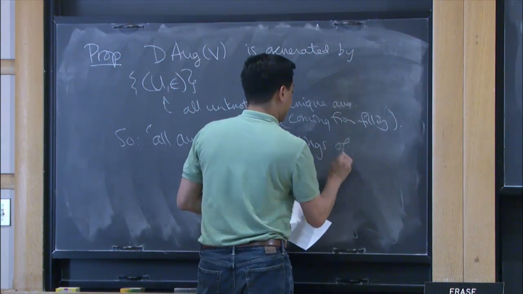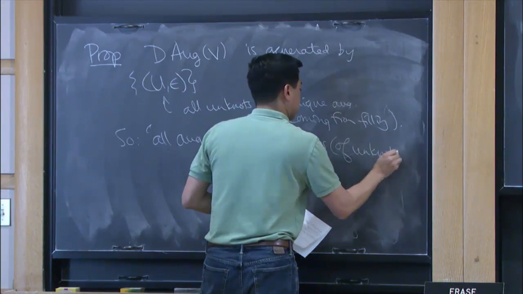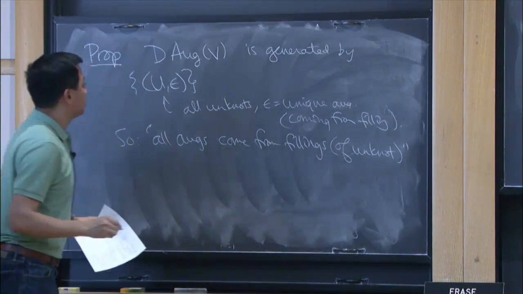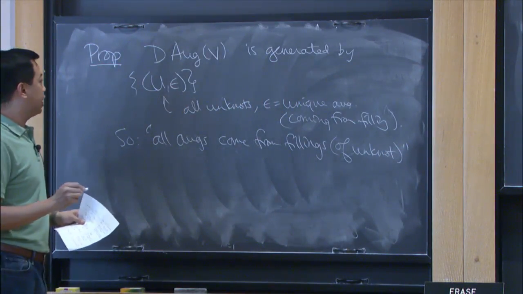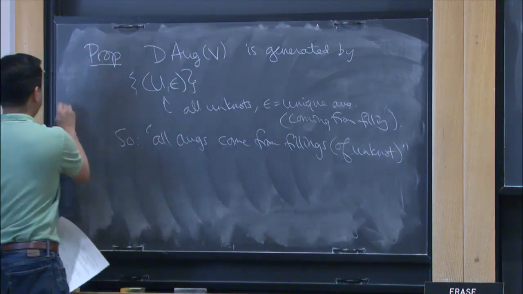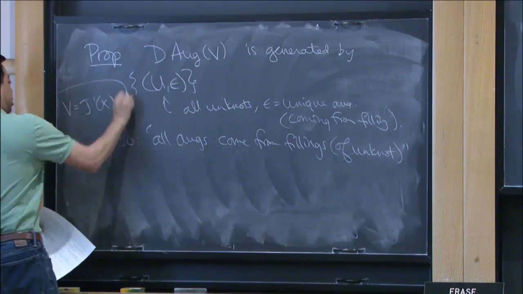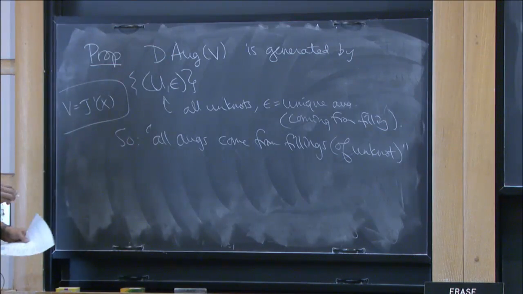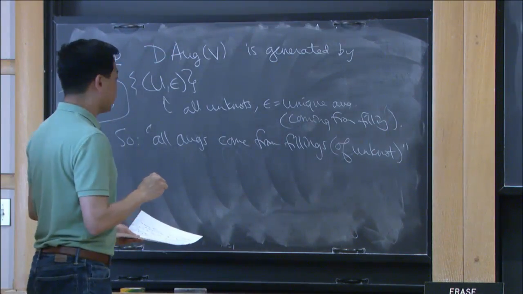Of the unknot. What's V here? What is V? Oh, V is the contact manifold. V is always a one-jet space. So it's R3. In this case, it's R3.